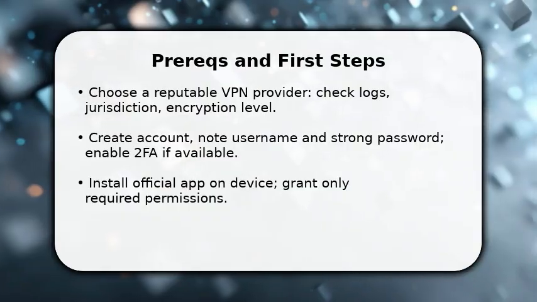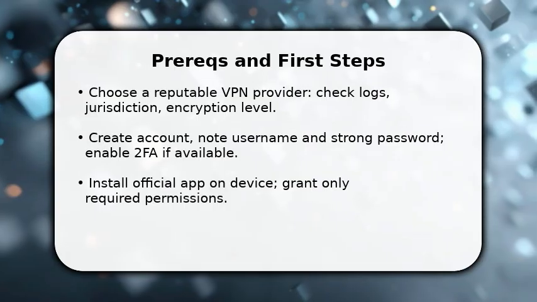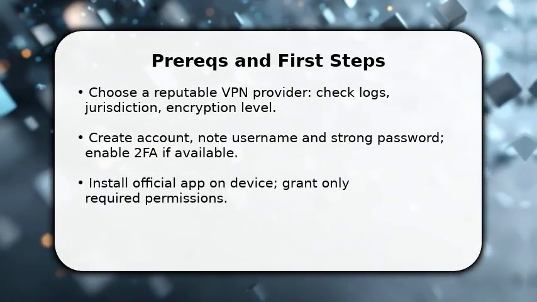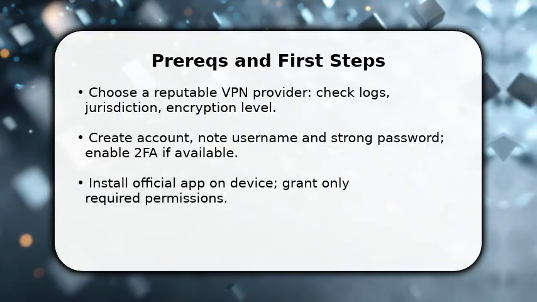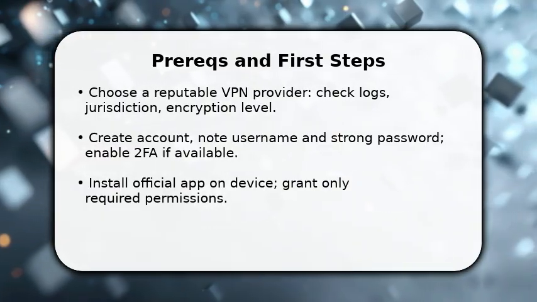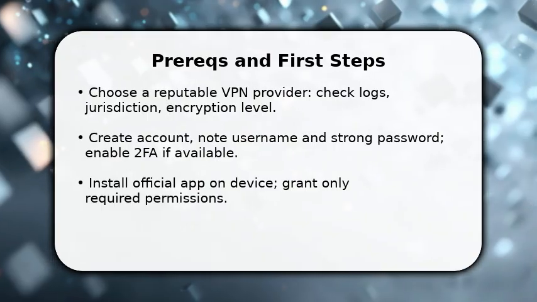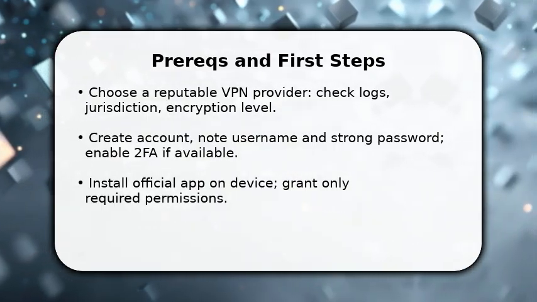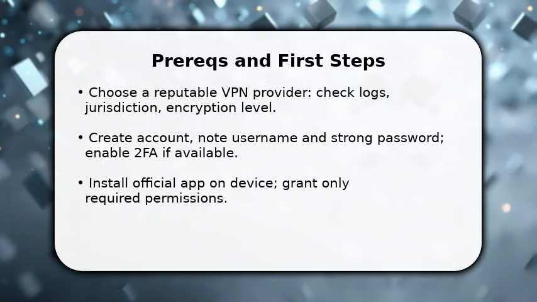You'll begin by verifying prerequisites and taking immediate action. First, pick a reputable VPN with strong encryption and a privacy-friendly jurisdiction. This matters for why your data stays private. Once you have an account, create a unique password and enable two-factor authentication to reduce account compromise risk.